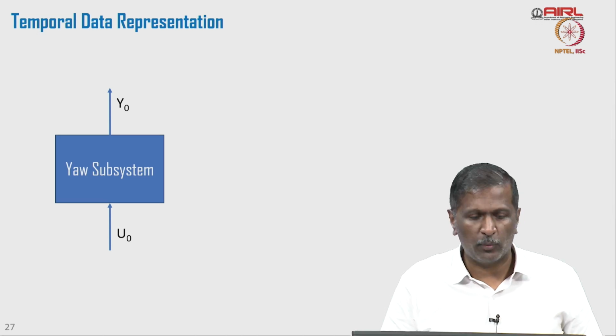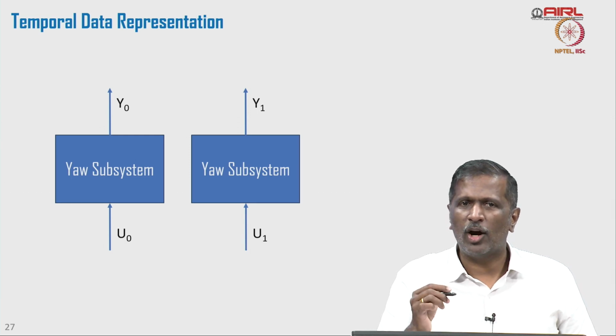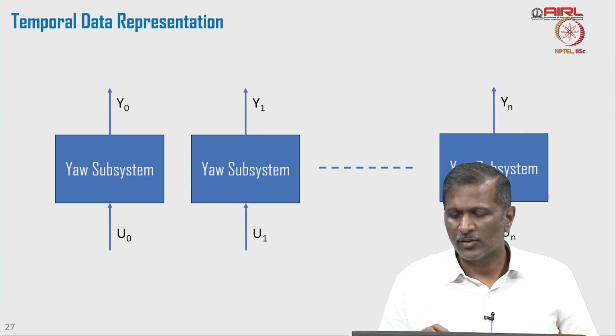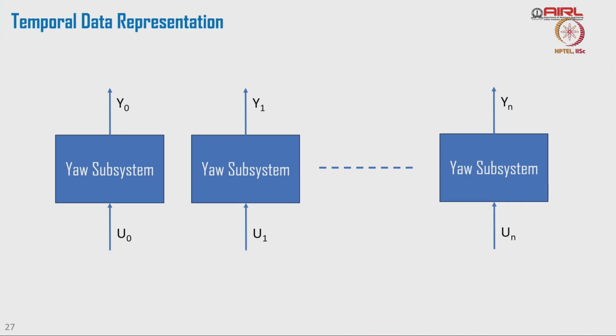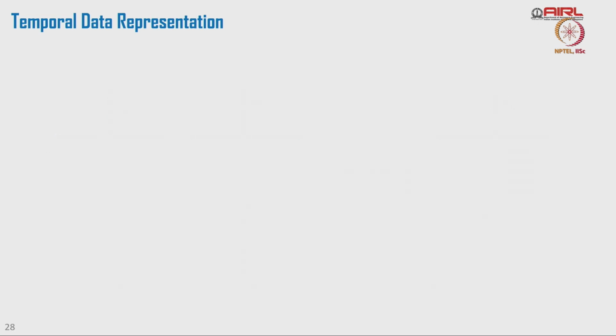Now, if I break these responses, what we are seeing is that I give an input u naught and I have an output y naught. When I give a u1, I get an output y1. Similarly, un to yn, over time. We are looking at what the input is at that time and what the corresponding observation is.